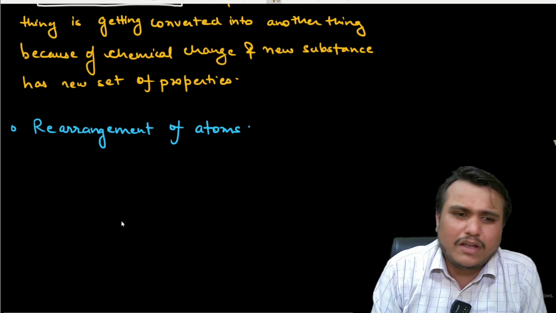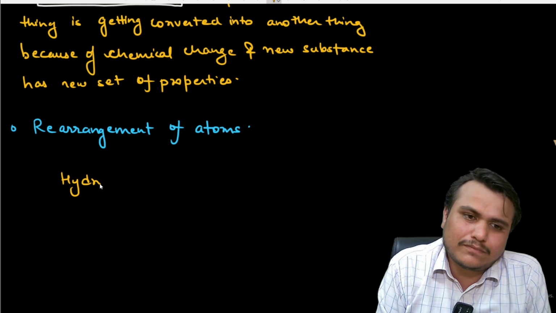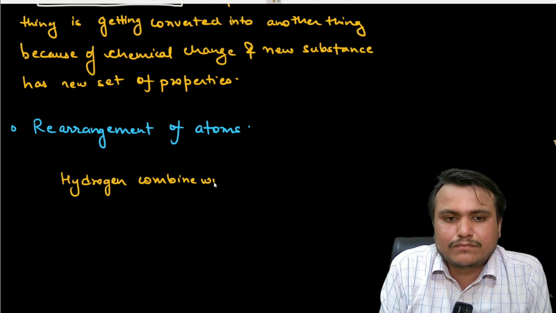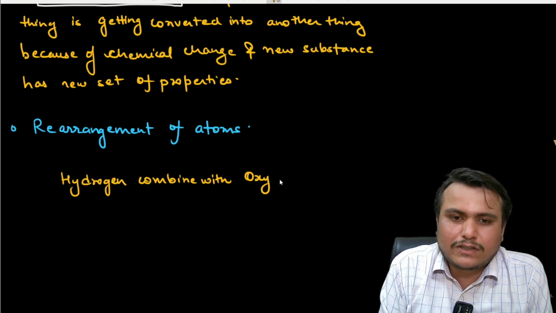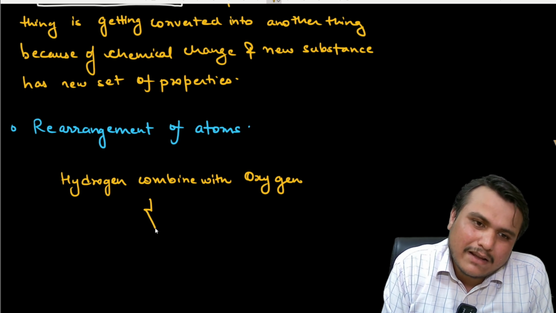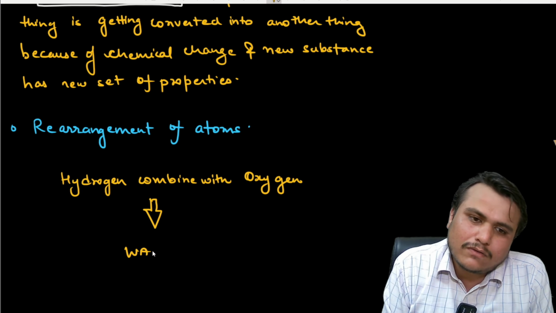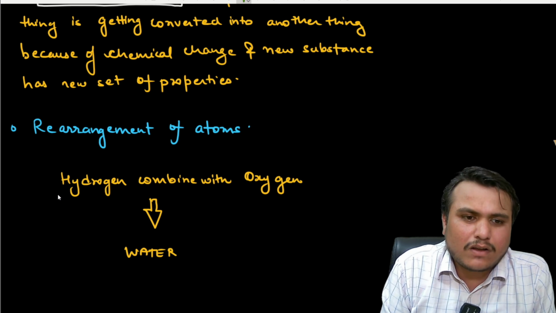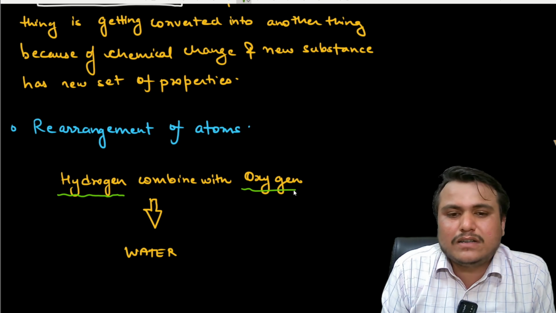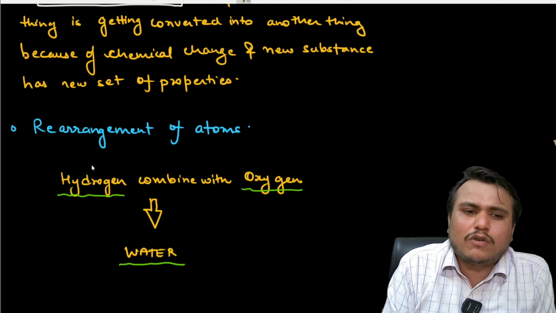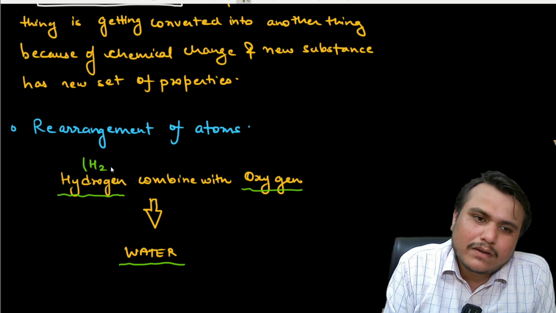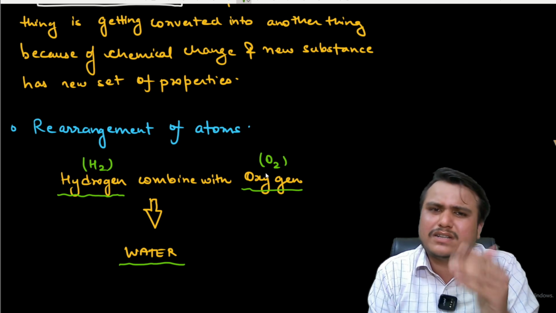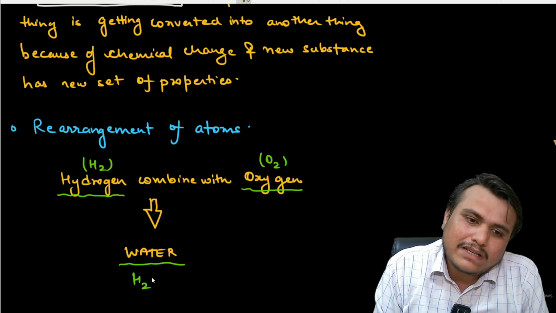See, we know that hydrogen combines with oxygen and they produce what? Water. We all know that, right or wrong? So hydrogen and oxygen, and now here it is water. We know hydrogen is H2. What is oxygen? We know oxygen is O2. This much chemistry we understand in class 9. And what is water? We say it is H2O.